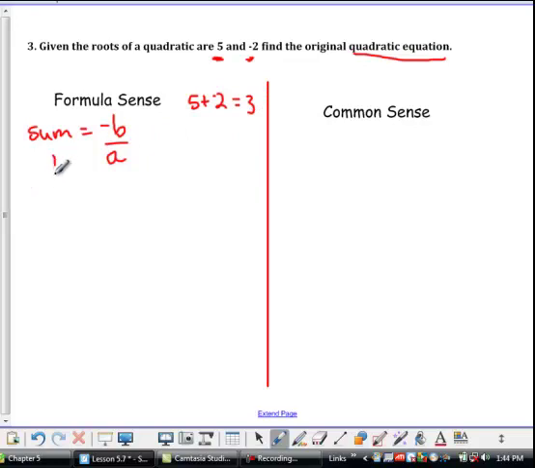So the sum is the negative b value over a. I'll put this over 1. So according to this, the a value is 1 and the b value is negative 3. Right? Because if negative b equals 3, then b equals negative 3. So that's where I'm getting the negative 3 from. Let me erase all that.